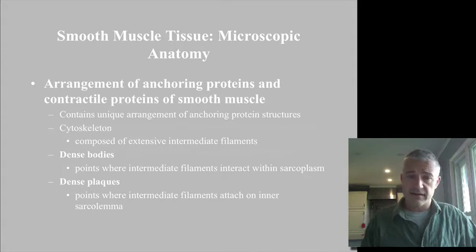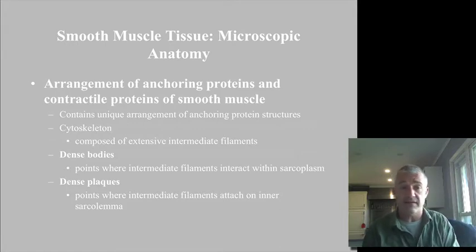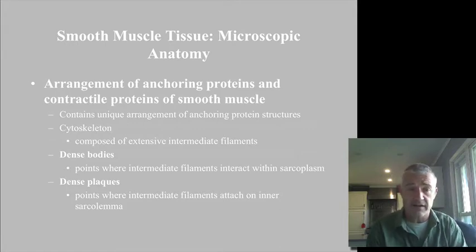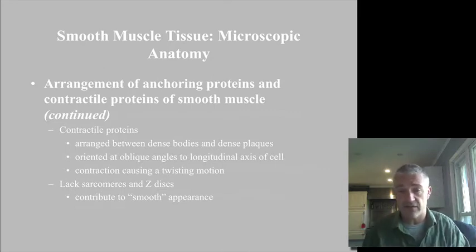It is still going to have actin and myosin present, but we are going to see what are called dense bodies and dense plaques that are connected to the cell cytoskeleton, which allows the cell to get both shorter and narrower when it is contracting. And we can see some of the pictures on this in just a second. These contractile proteins will be arranged in between these dense bodies and dense plaques. We don't have Z-discs, we don't have a normal sarcomere in that sense, and these things are going to be oriented in different angles, and because of that we will not see those striations.